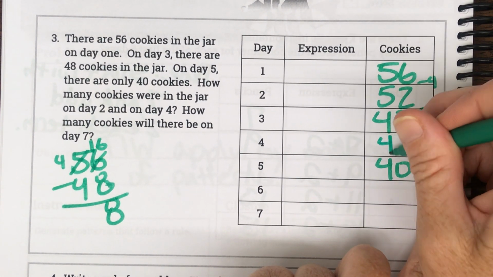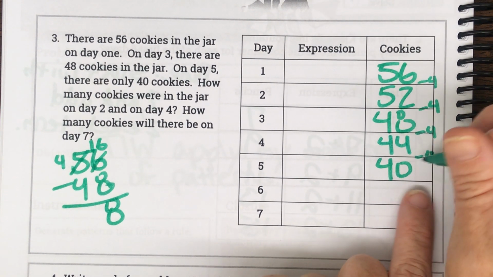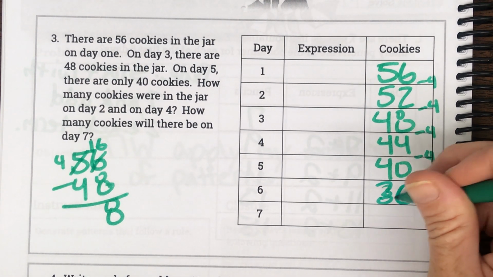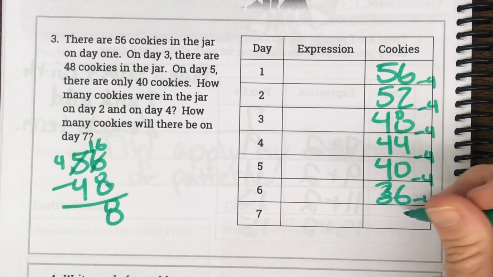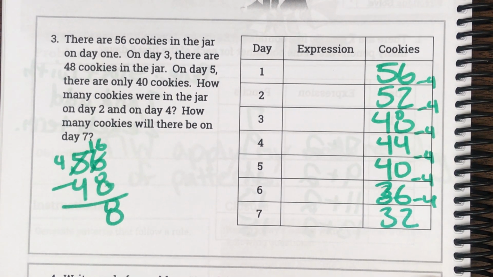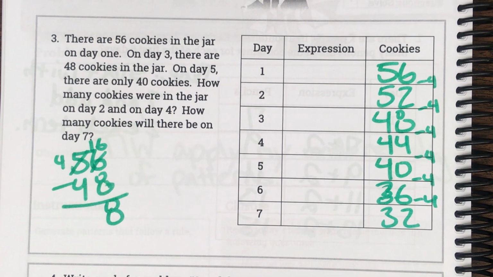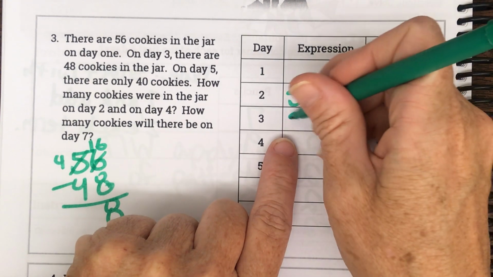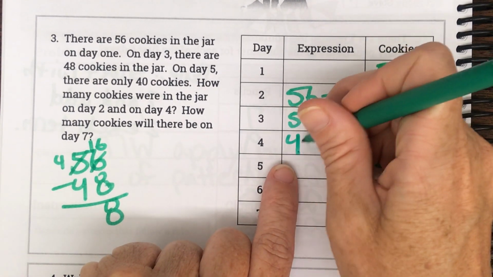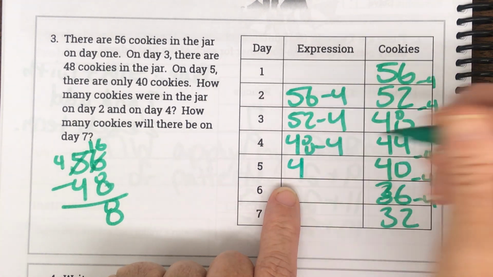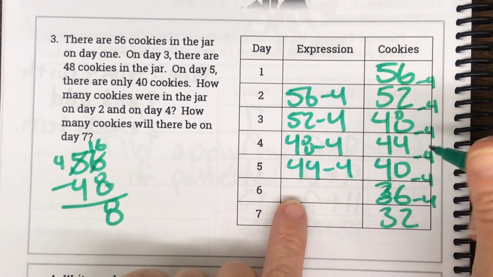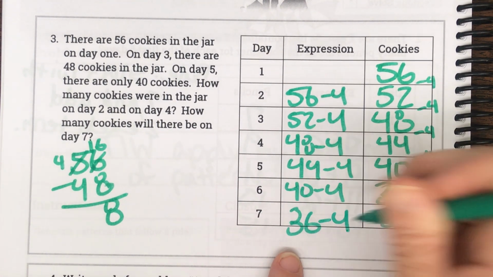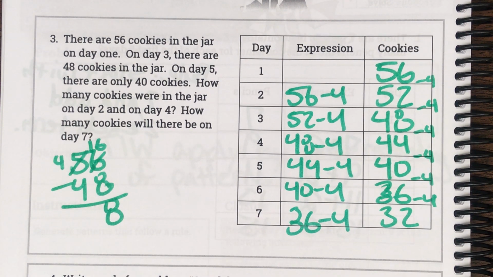48 take away 4 is 44. 44 take away 4 is 40. 40 take away 4 is 36. 36 take away 4 is 32. So I notice I'm taking away the 4, and I could write that here then. So 56 take away 4, 52 take away 4, 48 take away 4, 44 take away 4, 40 take away 4, and 36 take away 4. And that's how I got the next one.